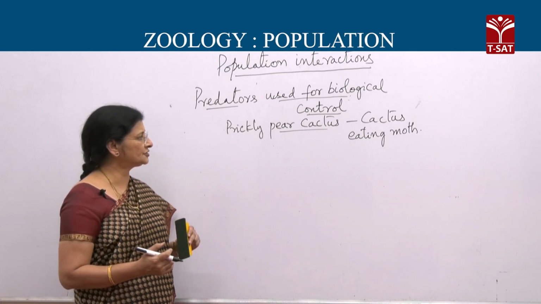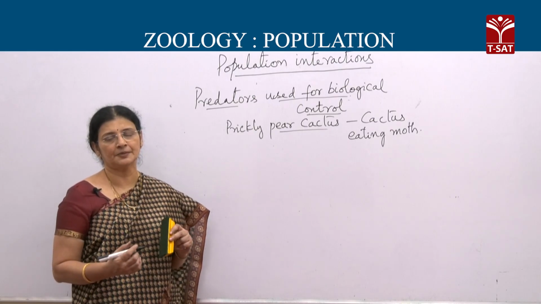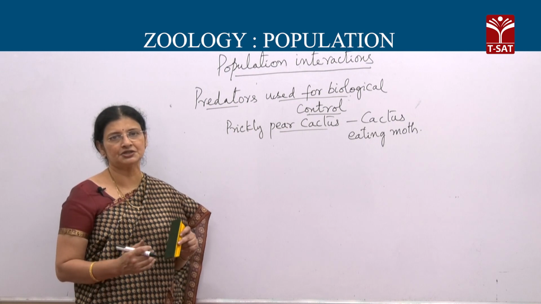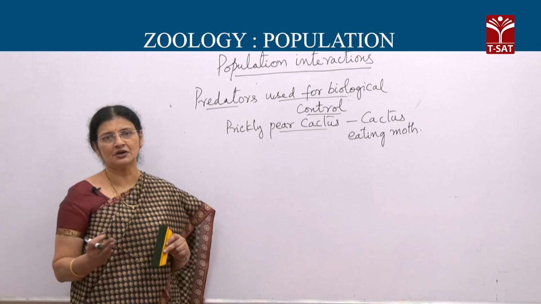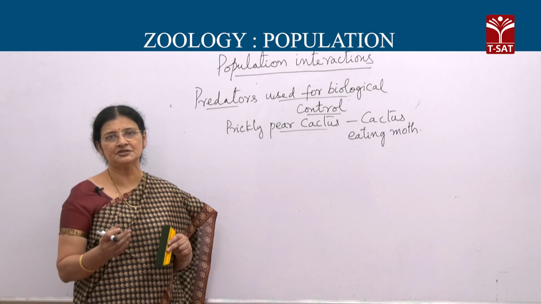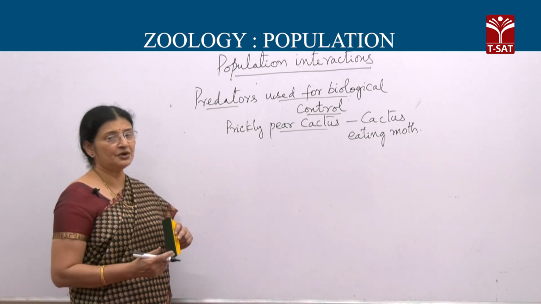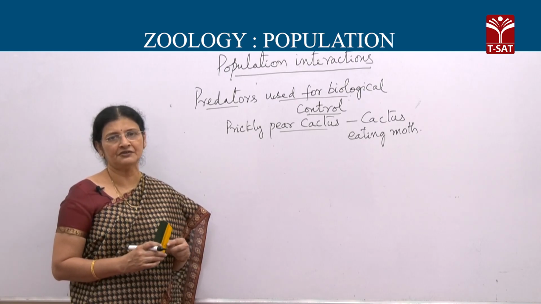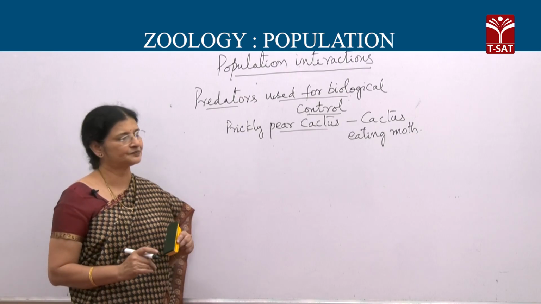Another example you studied in malaria control: the larvicidal fish that is used in controlling mosquito populations, because it feeds on mosquito larvae and grows easily in stagnant waters. So, these are some of the examples. Many predators are used nowadays in agriculture and elsewhere to control these pests.